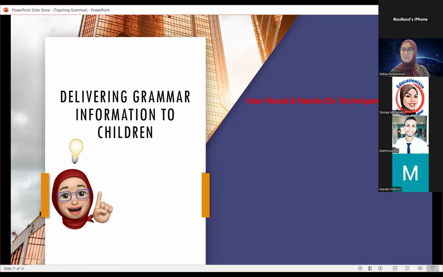And also, for a or an, I used to divide the floor into two parts, and they jump. When I say the word, they jump on a or an. Right article. Excellent. And you can make the hotspot. What is the meaning of hotspot?